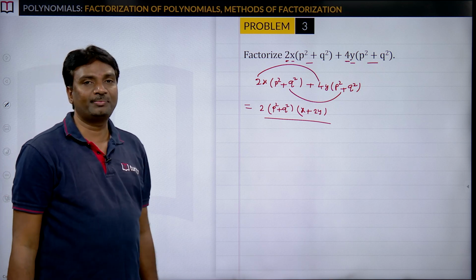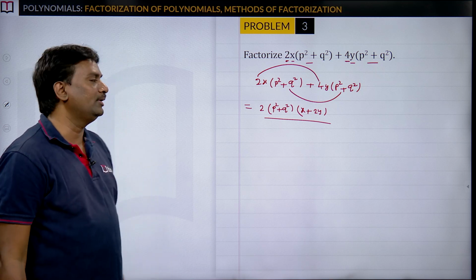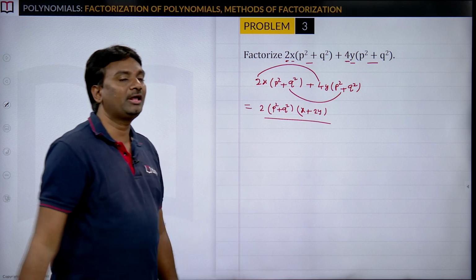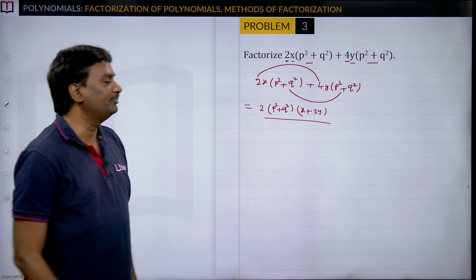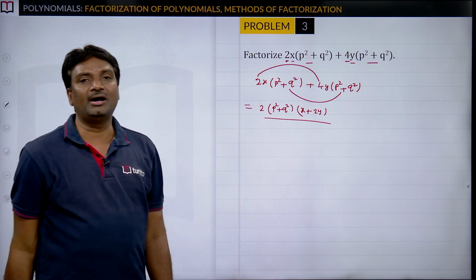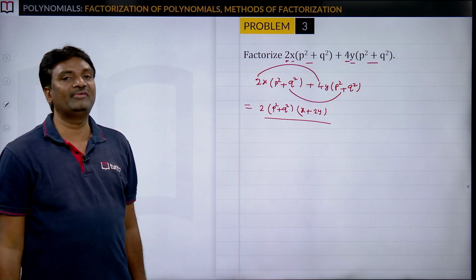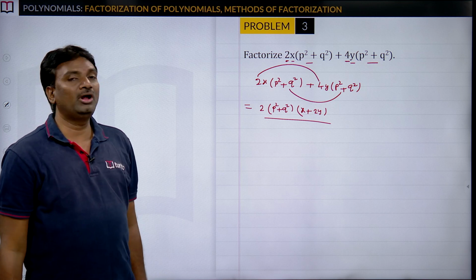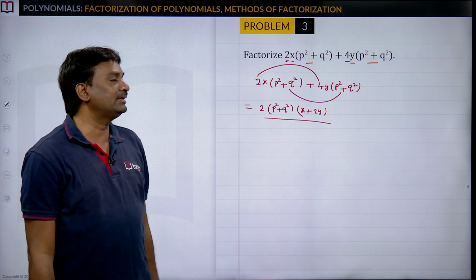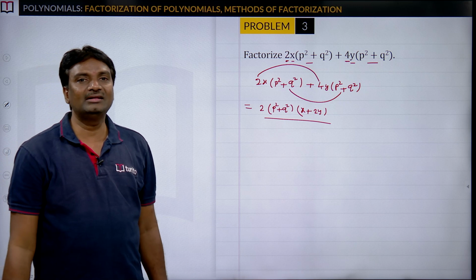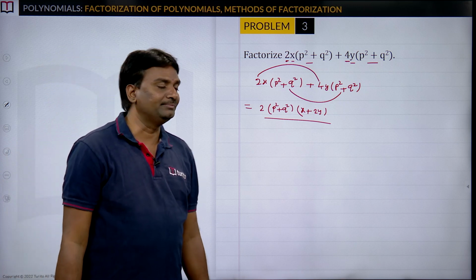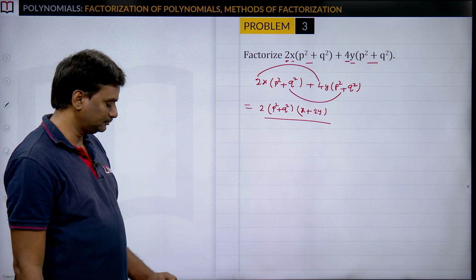So, we have expressed the product of 3 polynomials 2, p square plus q square, and x plus 2y, where clearly 2 is the constant polynomial, second one is p square plus q square and third one is x plus 2y. So, this polynomial contains the variables x, y, p and q. Numericals are 2 and 4 only. Okay. So, next problem.